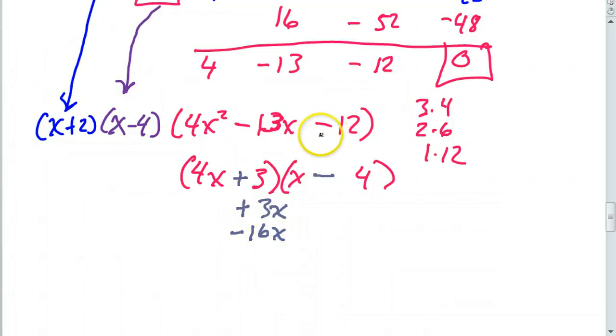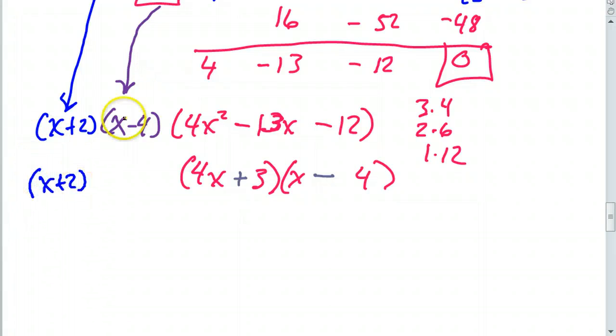One more thing. Does that give me negative 12? Yes. Sure. Positive 3 times negative 4 is negative 12, so that's good. Okay, so bringing down what we had before, we have x plus 2, and we have x minus 4.